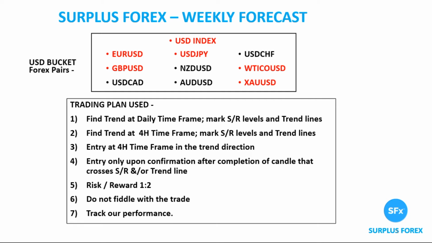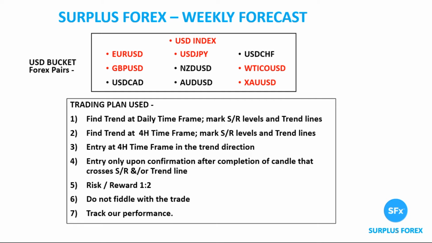The trading plan uses finding and highlighting trends and support and resistance levels on the daily time frame and 4-hour time frame. I'll mark entries, stop losses, and take profit targets on the 4-hour chart. Make sure you make entries only upon confirmation, after completion of the candle that crosses either support, resistance, or our trend line where possible, keeping risk reward at a ratio of 1:2.